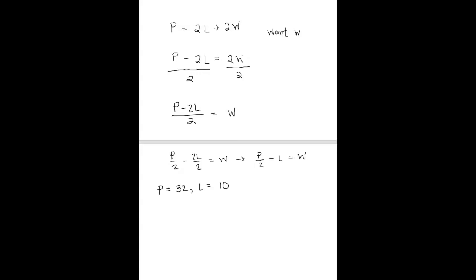So now I'm going to take this formula and I'm literally just going to plug in my values. So I'm going to have 32 over 2 minus 10, and that's going to give me my width. I can then say my 32 divided by 2, that's going to get me a 16, minus 10 is going to leave me with W, which means my W is going to be a 6. All right, and that's quite literally as hard as it gets.